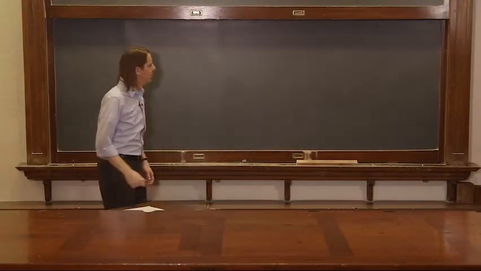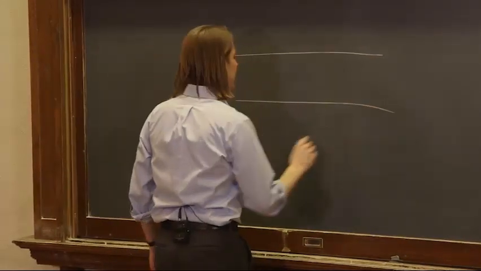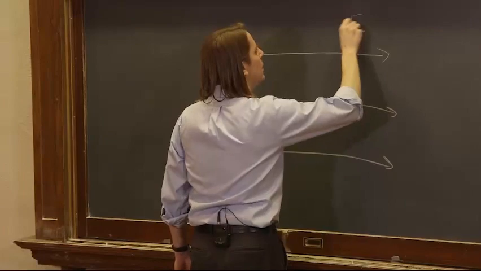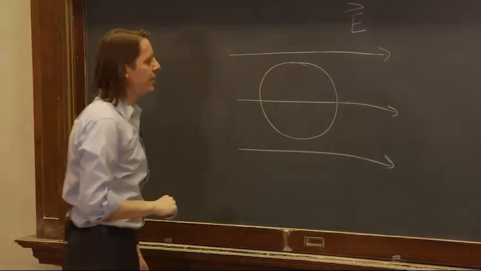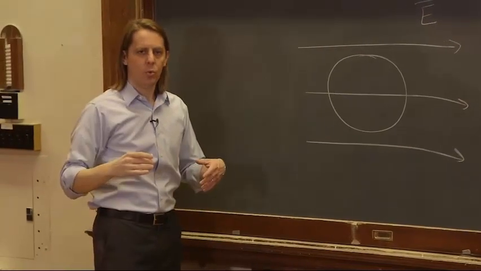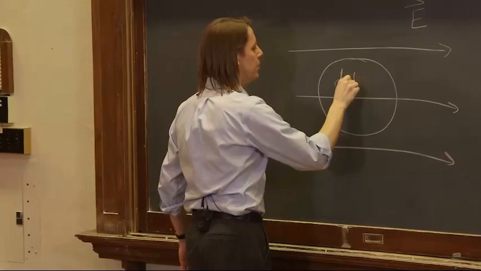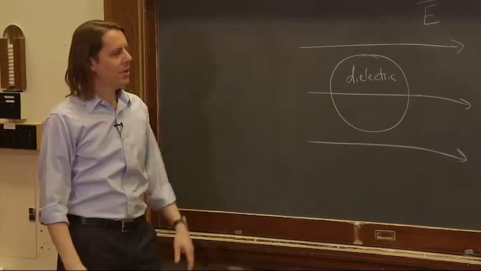A question that comes up fairly often in electricity and magnetism is, say I have an electric field, maybe something like this, and I put in a material, maybe a dielectric. And you might ask, what's the new field? What does it do to the field? And that is a fairly ambiguous question because you could ask it a lot of ways.